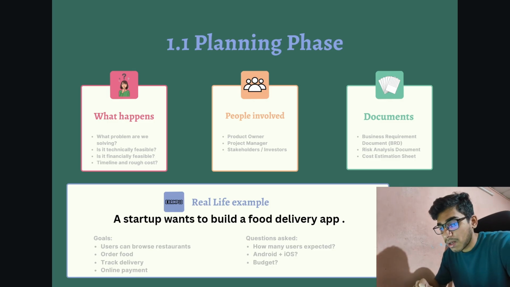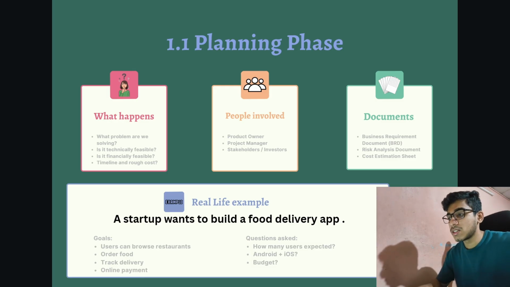With a real life example, let's understand a startup wants to build a food delivery app. So what will be their goals? They want the users to browse restaurants, order food, track delivery, and make online payments. In this planning phase, they will be asking these questions. How many users are expected? Then what is the budget for this? And on what all platforms will this product be available? So this is the planning phase.